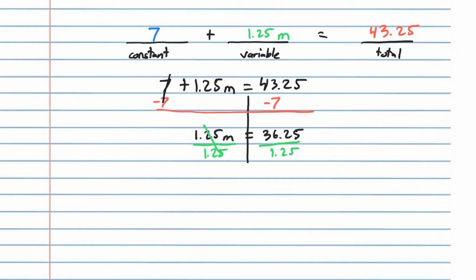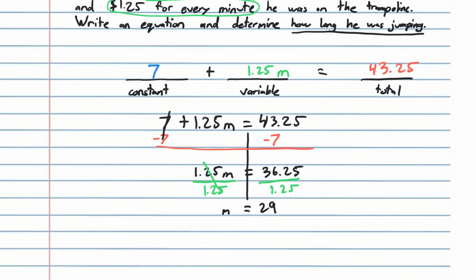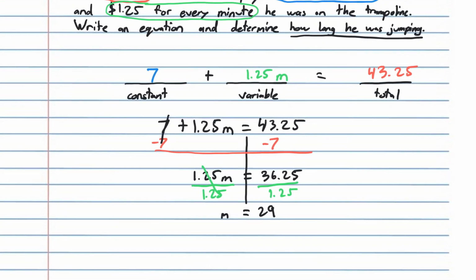Okay, and again, you can use a calculator to help you out. Okay, so 36.25 divided by 1.25, and you get the answer of 29. Now, if this was a solving an equation question, you'd be done. But we still have to answer the official question, right? So going back to the question real quick, the question was, how long was he jumping? We got 29. So 29 what? So again, you got to look at the question for the context. It's in minutes, which is why we used m, right?